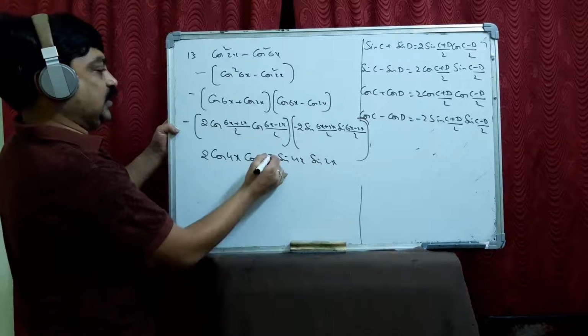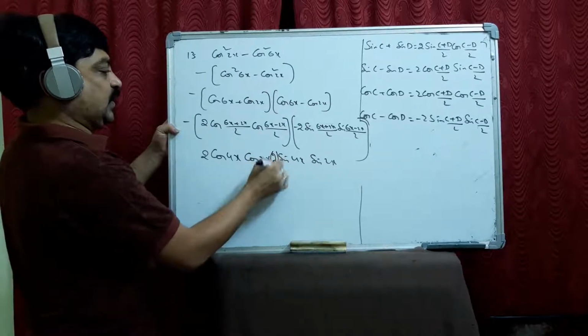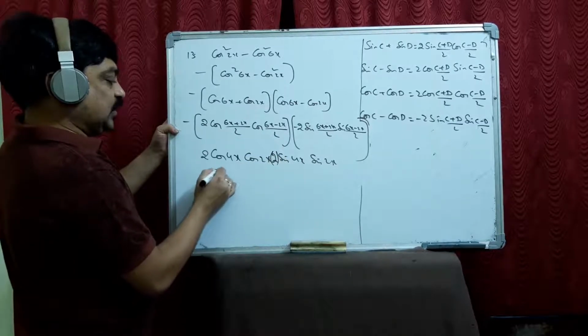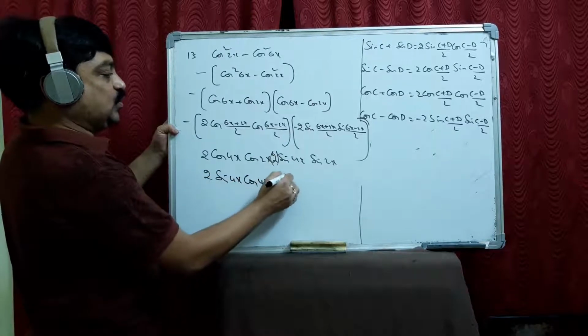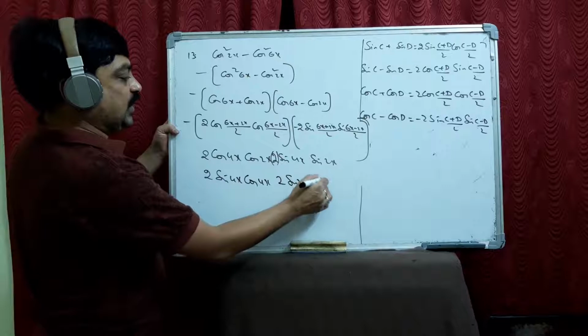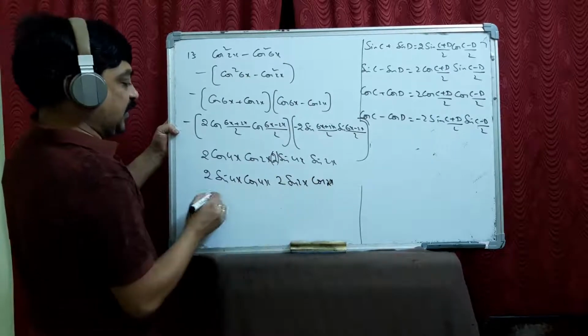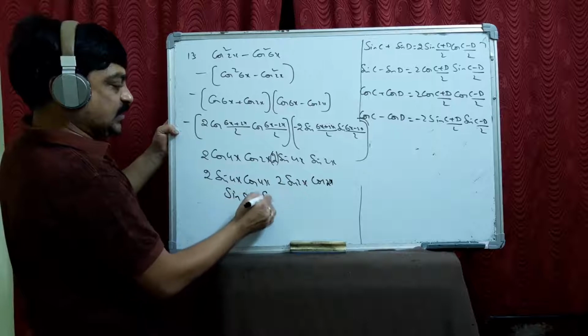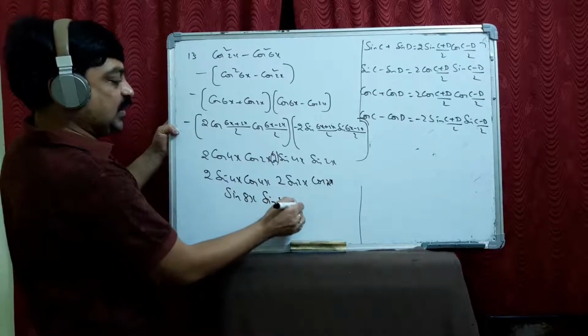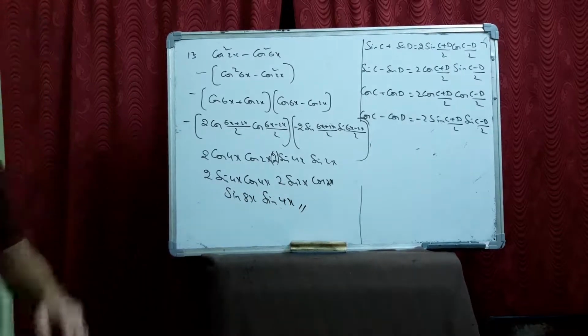Now where is 2? Yeah, 2. Now we rewrite this. 2 sin 4x cos 4x we write once, and 2 sin 2x cos 2x we write once. Now it becomes 2 sin A cos A, same formula sin 2A, sin 8x, and 2 sin A cos A becomes sin 4x. Okay.